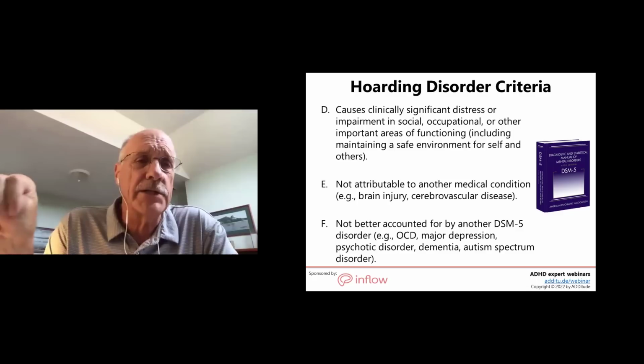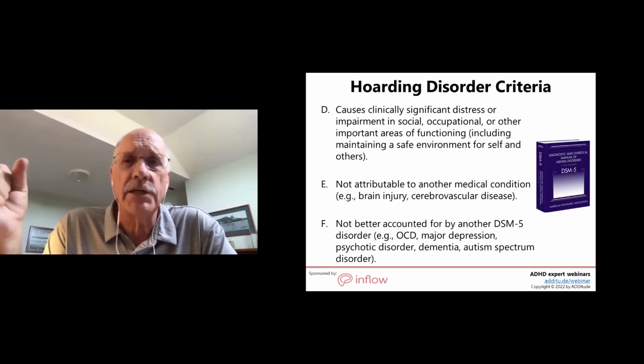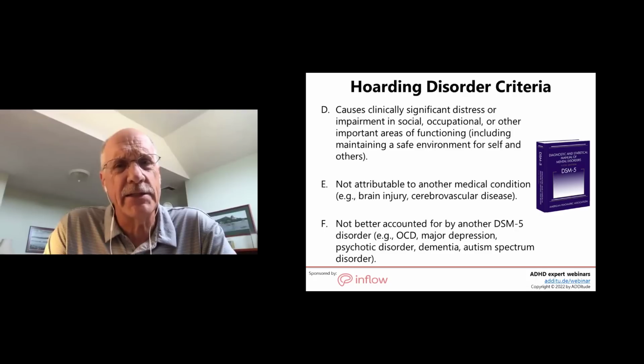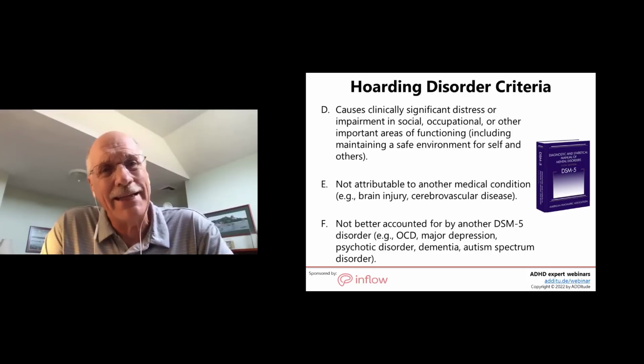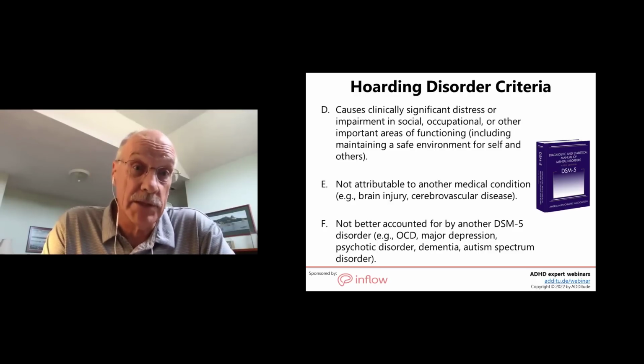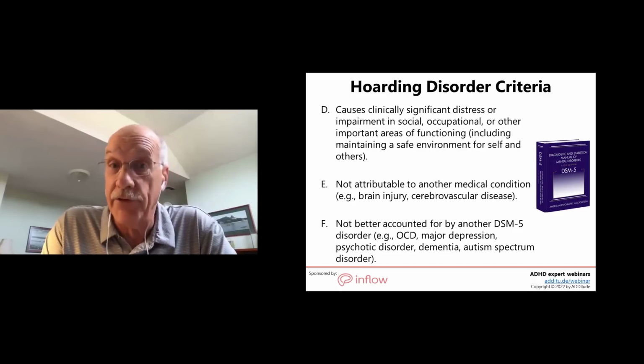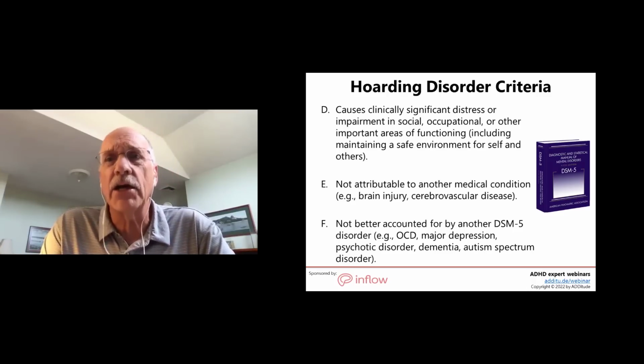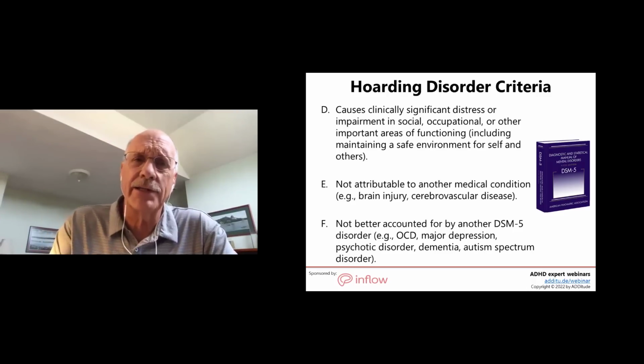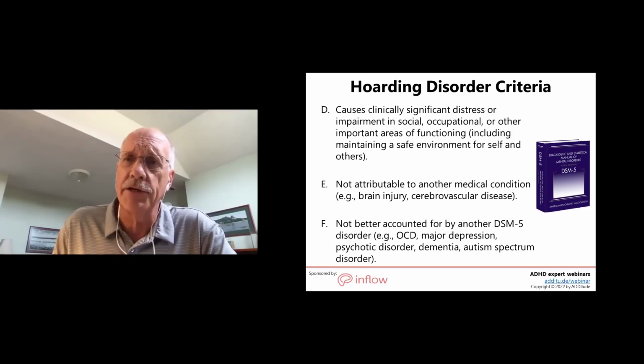The fourth of these criteria, D, is one that really suggests that this causes clinically significant distress or impairment in social, occupational, or other important areas of functioning, including a safe environment for oneself and others. So this is, again, a consequence. Like the clutter criteria, this is a consequence of those first two behaviors that we saw in the definition.